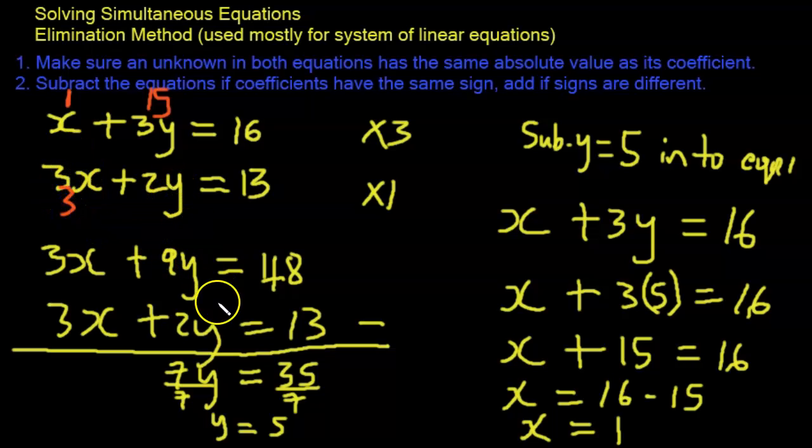And y is 5, so 2 times y, that's 2 times 5 gives you 10. So 3 plus 10 is equal to 13. So we are confident x is 1, y is 5. Let's do it another way, where we actually eliminate the y first.